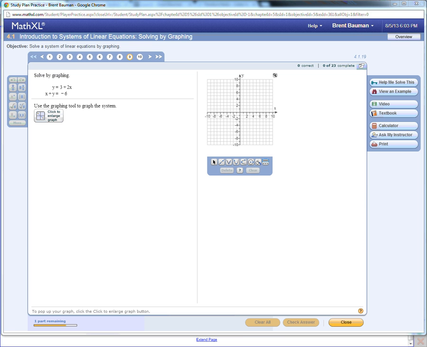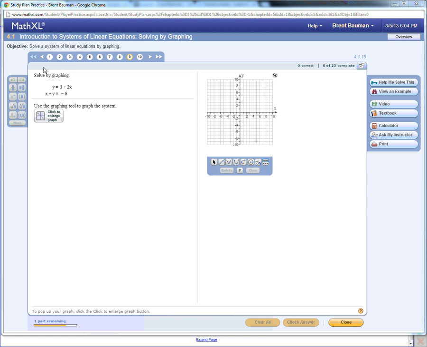Hello class, today we're going to look at systems of equations, and the problem that we're showing here is from 4.1 in your study plan. I'm going to show you how to solve this system using graphing, and then we're going to also solve it using elimination and solve it using substitution. So we're going to solve it with the three different methods we're learning this chapter, and you're going to see how we can get the same answer.